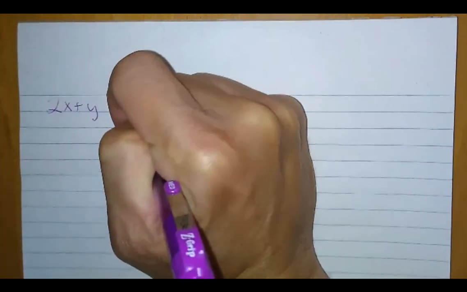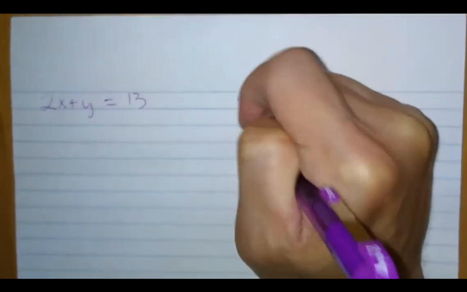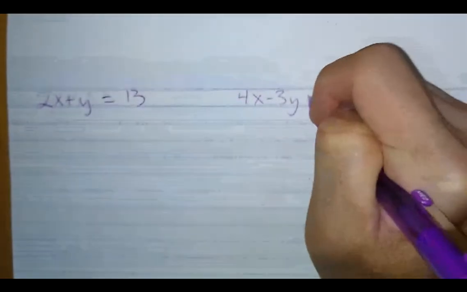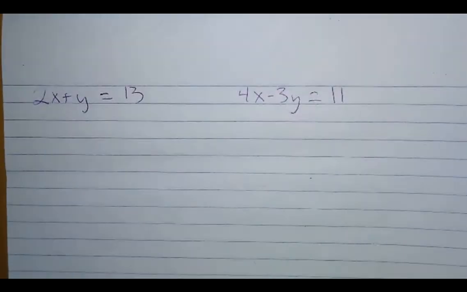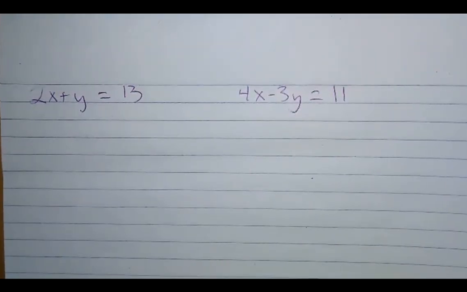You have 2x plus y equals 13. The second problem. 4x minus 3y equals 11. Okay, so again, if you haven't tried it yet, pause the video. When you're ready, just press play, and then you can see where I went with it.